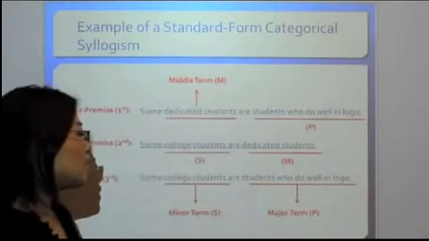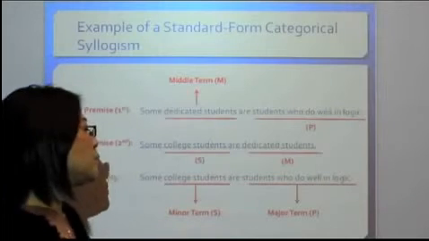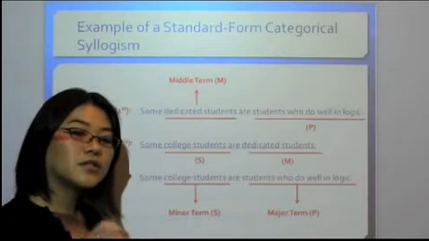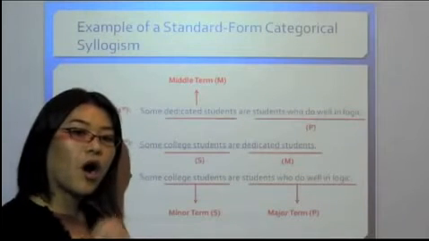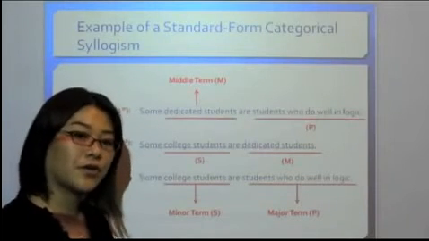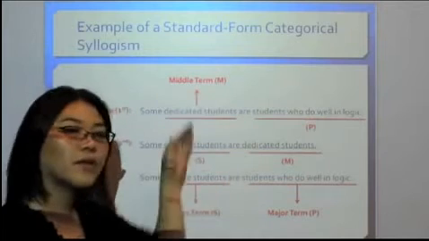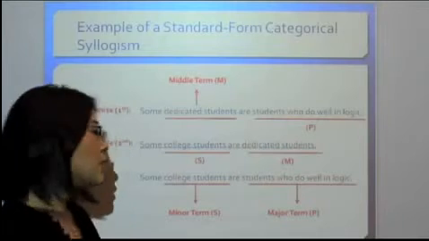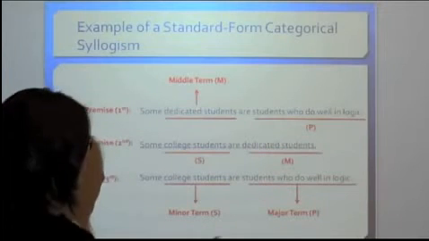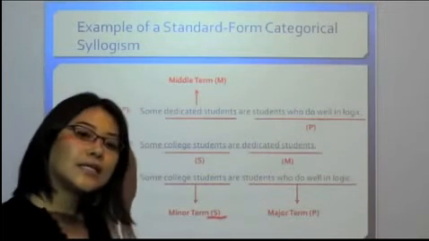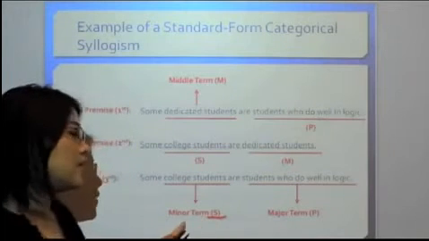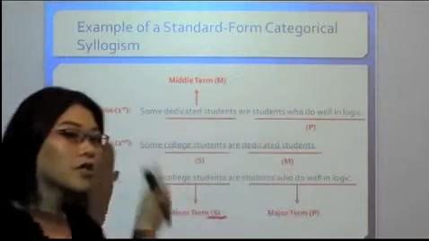Okay? Now, the minor term is going to be the subject term of the conclusion. Okay? So the subject term of the conclusion will always define the minor term. And in a standard form categorical syllogism, we're going to represent that minor term with the letter S, okay, to indicate the subject term of the conclusion. Okay? And that is going to be the minor term for the argument.